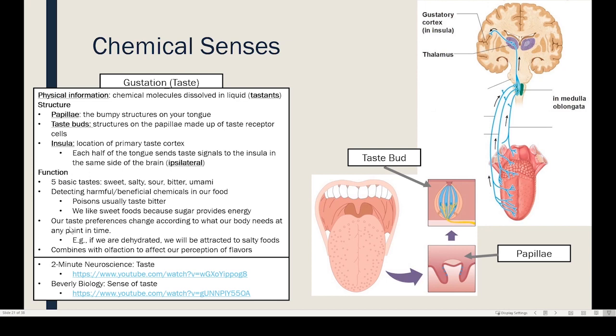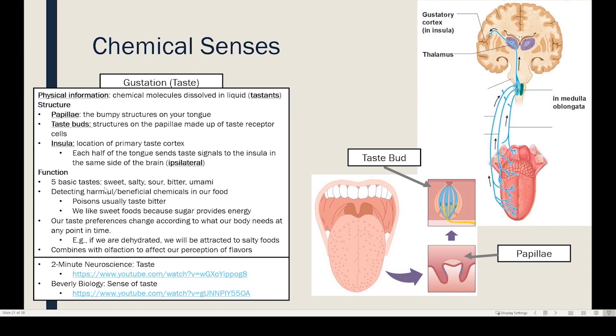And it's really interesting that our taste preferences at any moment will change according to what our body needs at that point in time. So for example, if you're dehydrated, you'll probably be more attracted to salty tasting foods because salt is really important in maintaining the homeostasis of water in your body and kidney function.